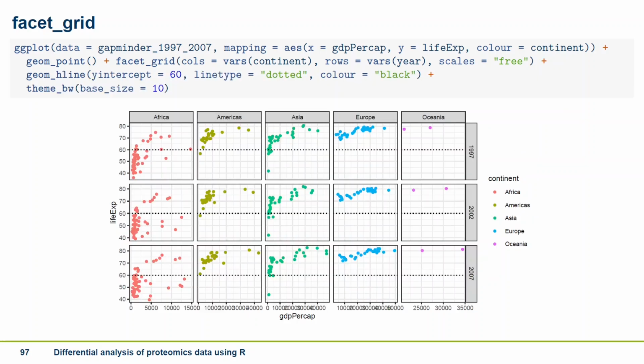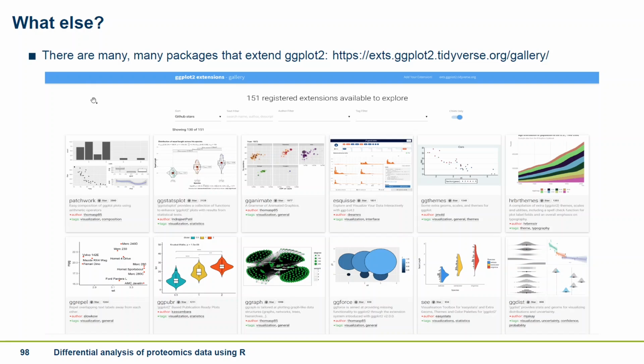And the cool thing about facet_grid is that you can use it just as an element in ggplot, and if you add things like, for example, a horizontal line, it will appear in each of the panels. Or if you have a certain theme set, for example, theme_bw, it will automatically be used for each of these plots.